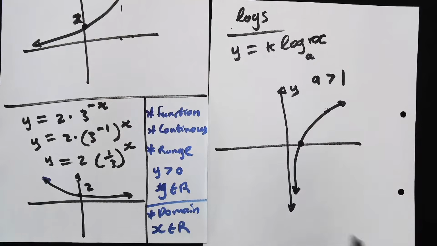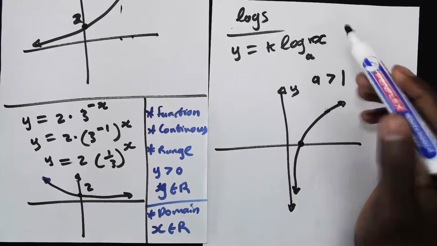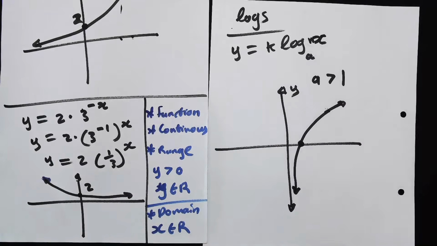But don't let x equal 0. For example, if you have the log equal to 0, you need to know how to change from log form to exponential form.